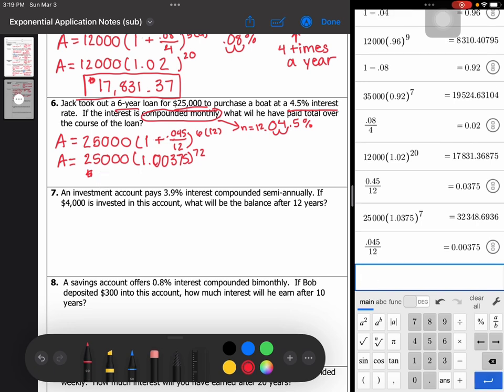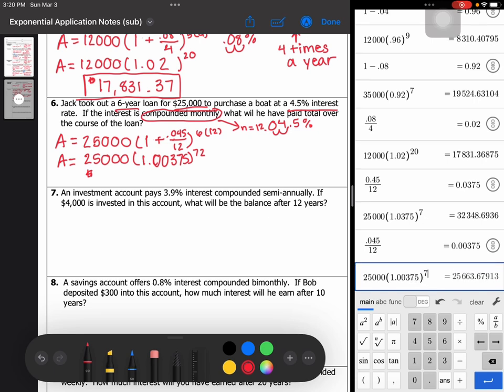So let's recalculate. Times 1.00375 to the 72nd power. That looks better. So over the course of the loan, he's going to pay $32,732.58.